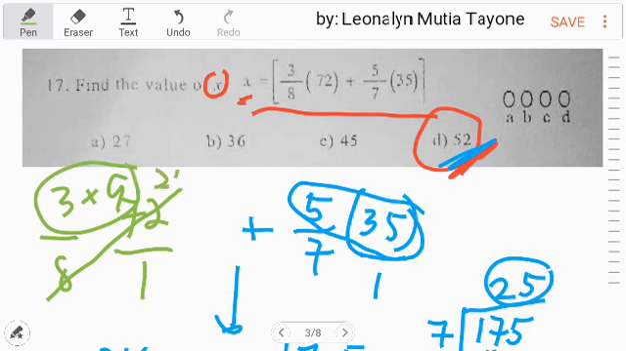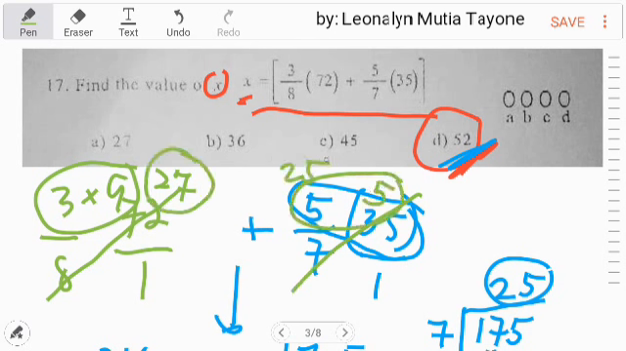Kaya pwede mong i-direkta iyan. So that is 27. Yun yung ginawa natin sa solution number 1 natin. Para mas madali. Ito ay 5. So, this is 25. Direkta ka na. 27 plus 25 is equals to 52.